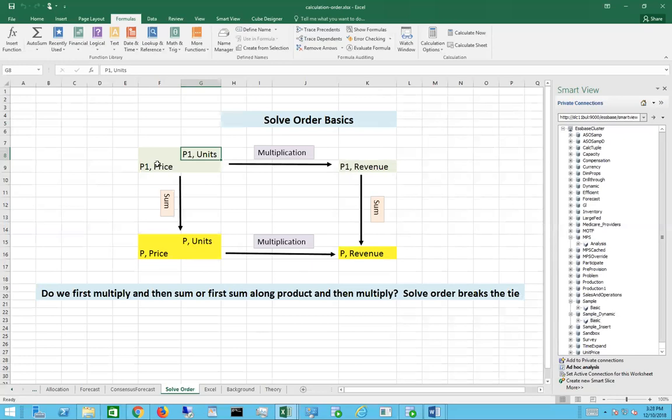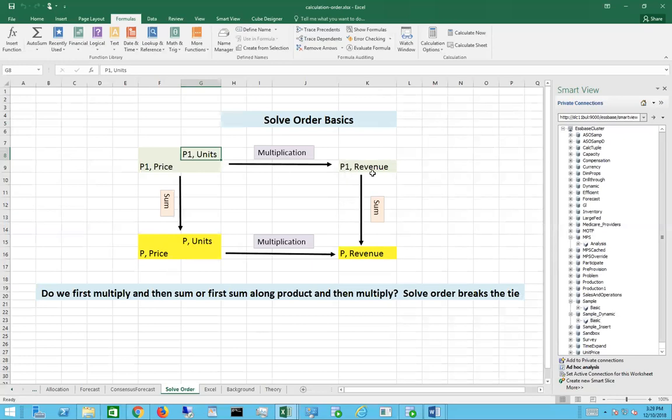Or what we could be doing is adding P1 units and P1 price, and similarly P2 price and P2 units, to get family level units and price, and then you can multiply. So which one is right? The engine doesn't know.